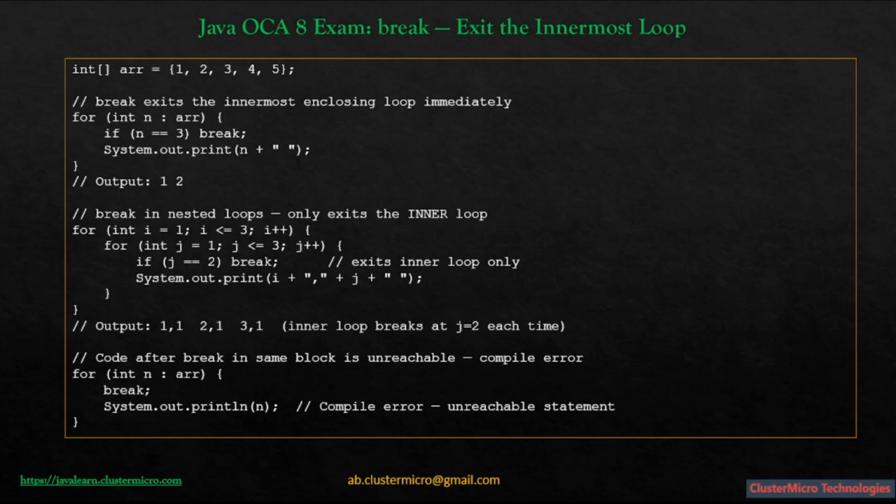Okay, so in the last example, you see for int n colon array name, and then you see a break statement. Once the break statement is encountered, the next statement, if we write something like System.out.println n, becomes unreachable, because it will never be reached. Once you encounter break, it will come out, so the compiler will flag it as an error. It's an unreachable statement. We have to remember this, and this will come in the exam many times, okay?